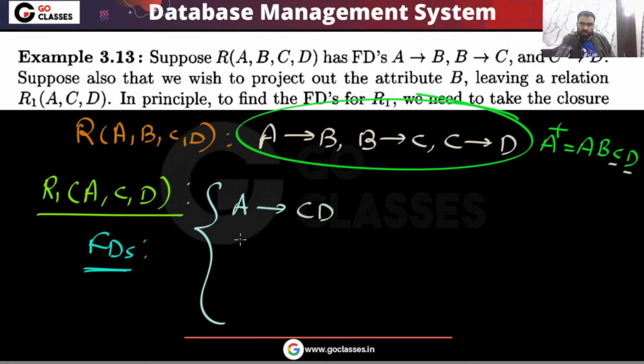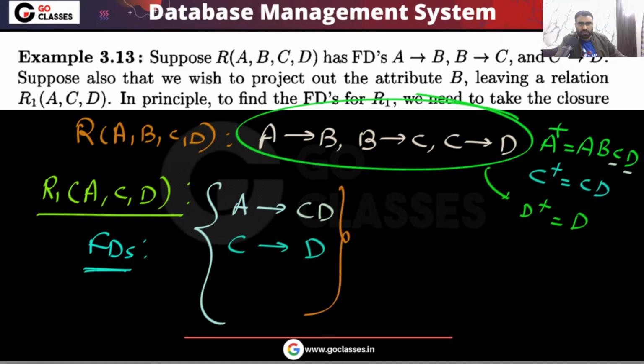Okay, what about C? What can this determine? You can easily see C can determine D. If you find the C closure, that will be CD. So C can determine D. Okay, what can D determine? Here if you find the D closure, that will be D only. So there is no non-trivial FD that we will get from D. Okay, this is when LHS has a single attribute.